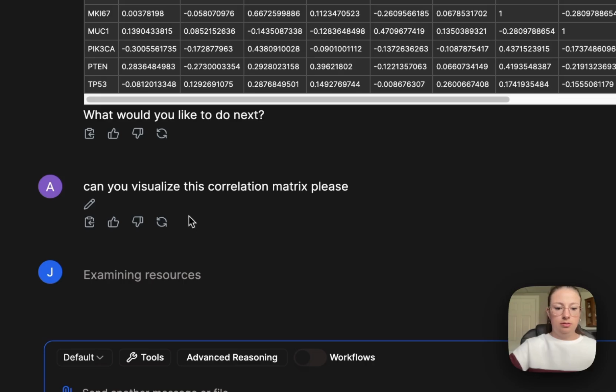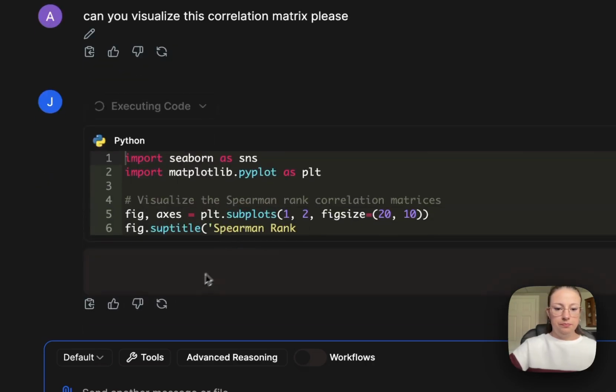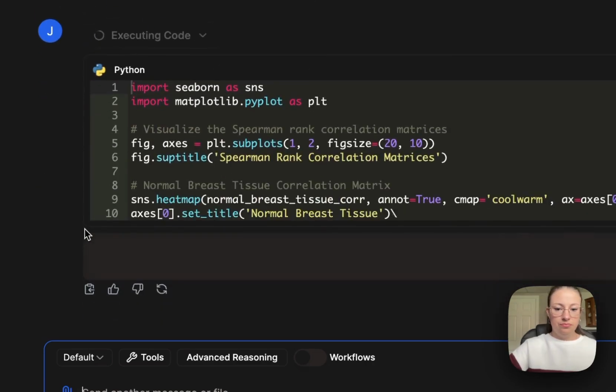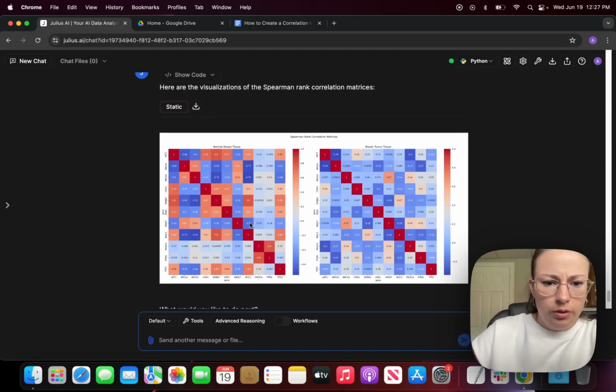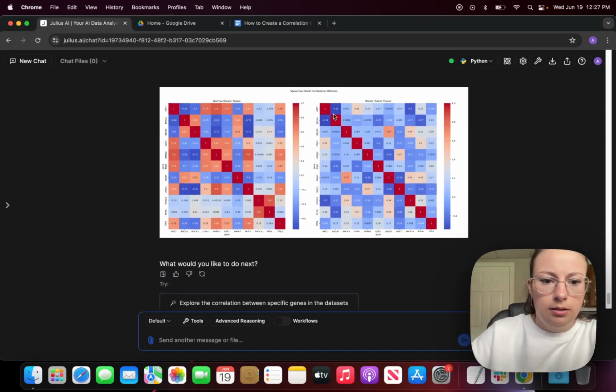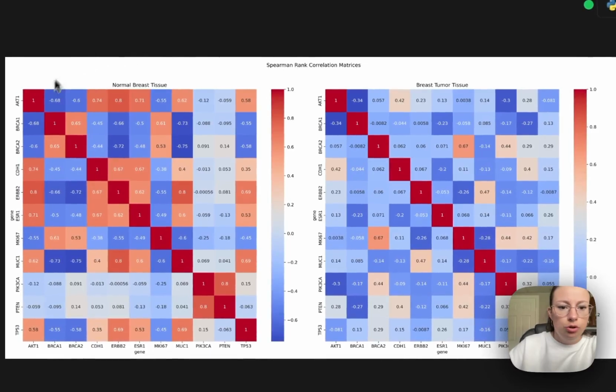Okay. Great. Okay, this is very nice. And I can now show you how specific genes are related to one another. And we can see that there actually is a difference between the normal breast tissue and upregulation and downregulation.